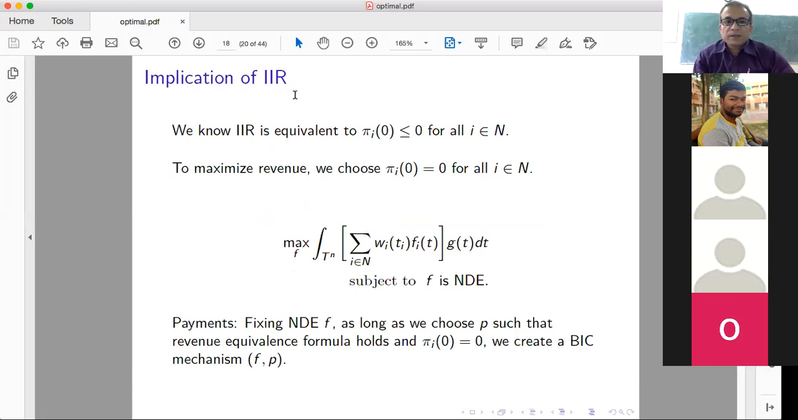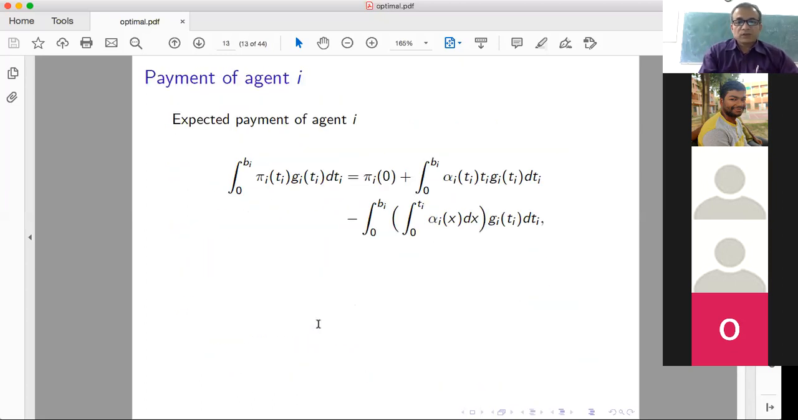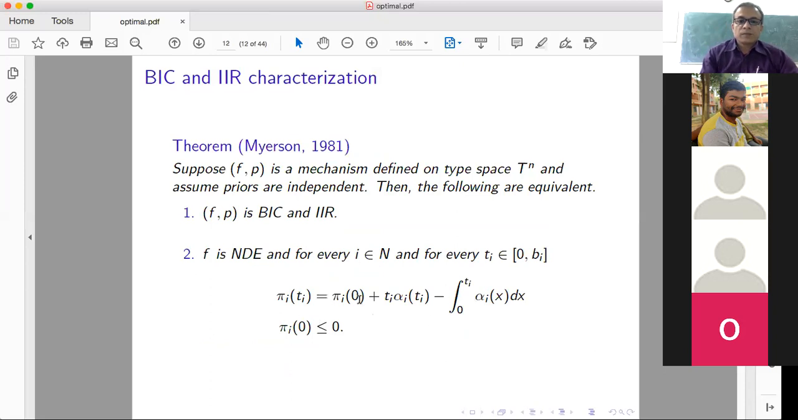How can payments be determined? Well, fix a non-decreasing F. So whatever the outcome of this optimization exercise, once we get an F which is non-decreasing in expectation, we can always construct a P such that the revenue equivalence formula holds. Okay, and pi I 0 can be set equal to 0. Because remember, to construct P, all we need to ensure is that pi I Ti satisfies this, but this is determined completely by F.